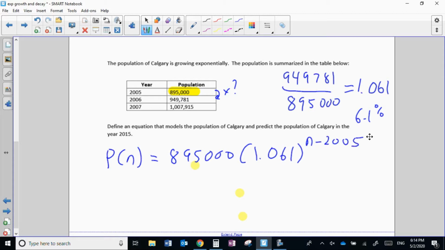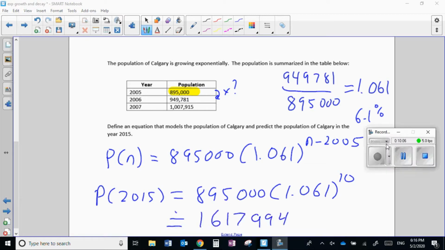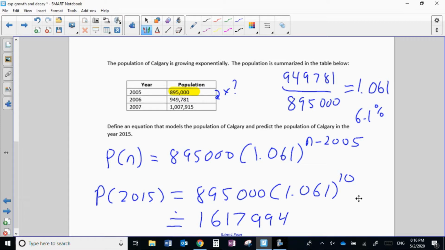And then we can answer the next part of the question, which was what about the year 2015? Take 895,000, multiply it. Okay, 2015, we're going to get 10 here, and we use our calculator to come up with that estimate. And we get an answer of about 1.6 million when we do that.